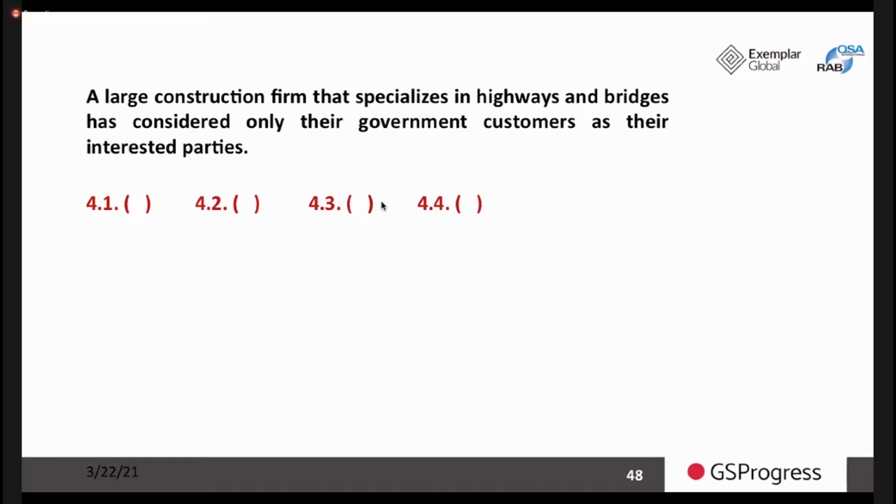Brett, can you read please? A large construction firm that specializes in highways and bridges has considered only their government customers as their interested parties. Okay, just without numbers, is it a conformity or a non-conformity based on your opinion? I think that's non-conformity based on the word only. Exactly. Okay, for you, Chelsea? Yeah, I would say non-conformity as well because of that word only.